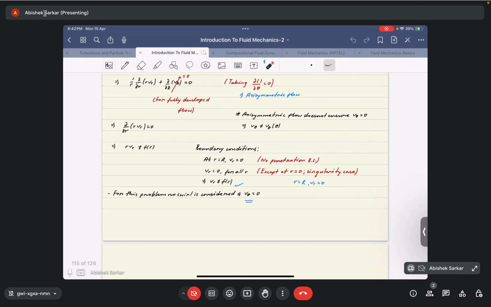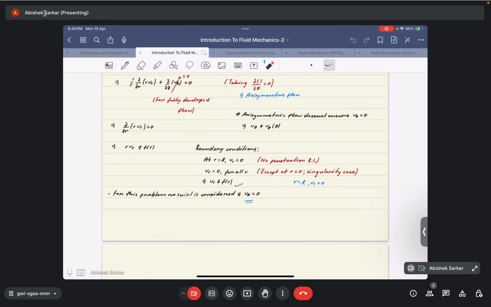Now, since ∂/∂r of (r v_r) is equal to 0, it basically means that r v_r is not a function of r. From the boundary conditions, from the no penetration boundary condition, we have that at r equal to R, v_r is equal to 0. That is, the radial component of the velocity is 0.